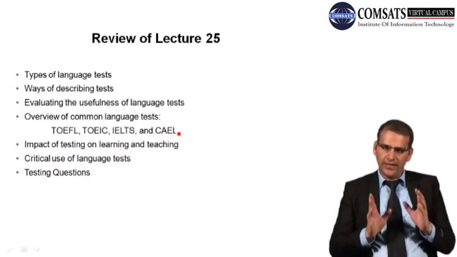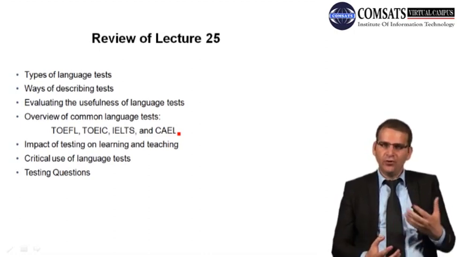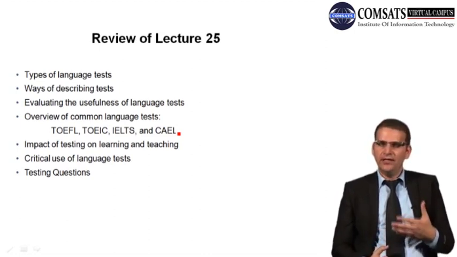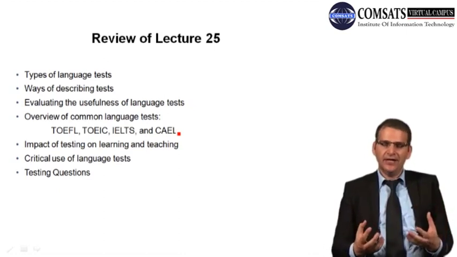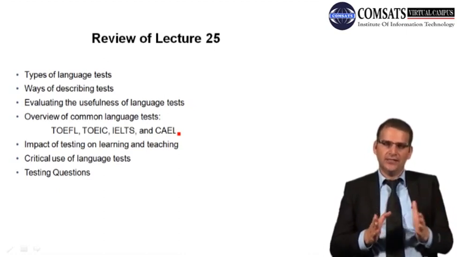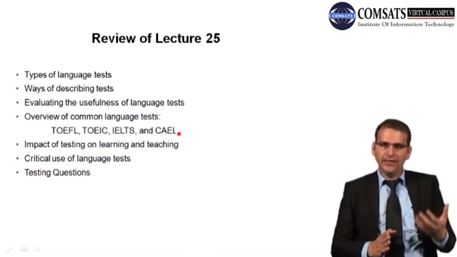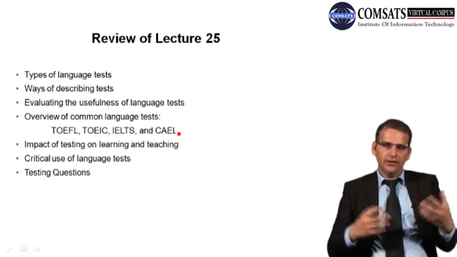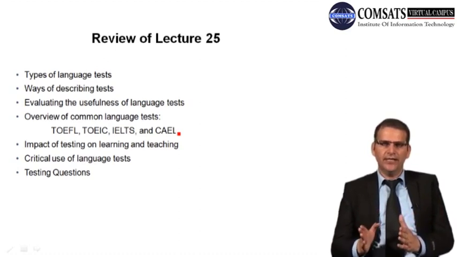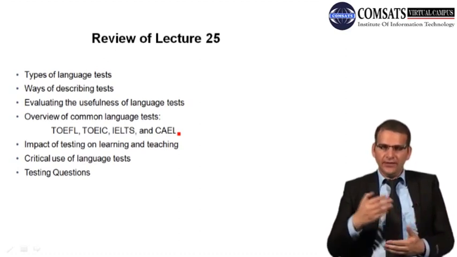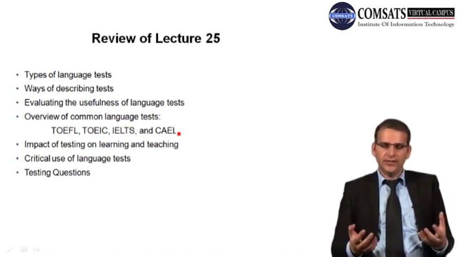And of course testing language proficiency. We talked about types of language test. Remember, we talked about achievement tests, and other proficiency tests. What does a proficiency test aim at? What does an achievement test aim at? Then we described these tests: we call them subjective tests, objective tests, integrative tests, discrete point tests. These are the different ways we use to describe tests.